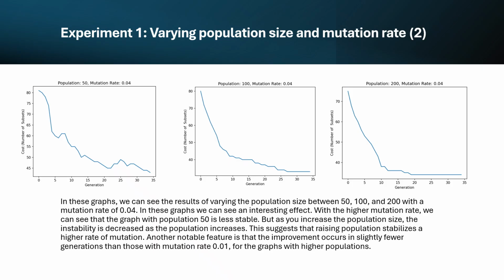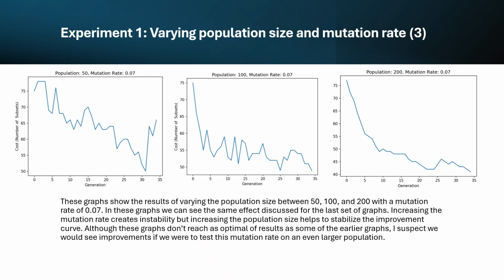Another notable feature is that the improvement occurs in slightly fewer generations than those with mutation rate 0.01 for the graphs with higher populations. So in that one over to the right with population 200, we can see a steeper drop in the improvement curve than the ones we saw in the previous slide. Our last set of graphs for this experiment.